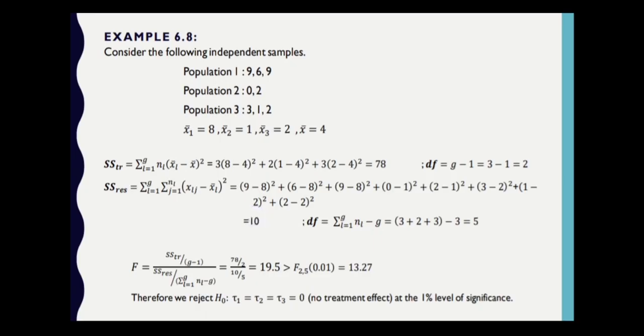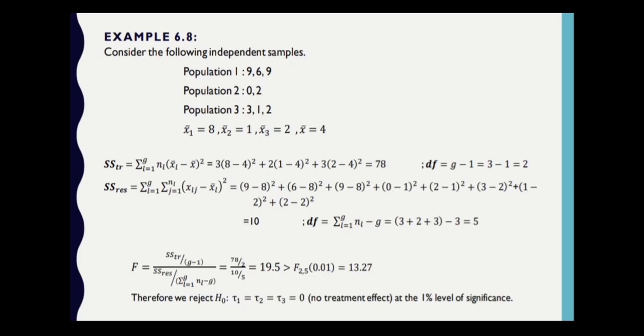So the degree of freedom will be here G minus 1. So 3 adalah G, which is the number of population involved, 3. Okay, degree of freedom for residual will be summation of n. So you total up all the sample size minus dengan how many population involved. So you akan dapat 5. So apply the formula to find the F statistic. You will get this 19.5 and compare with the critical value from F distribution.